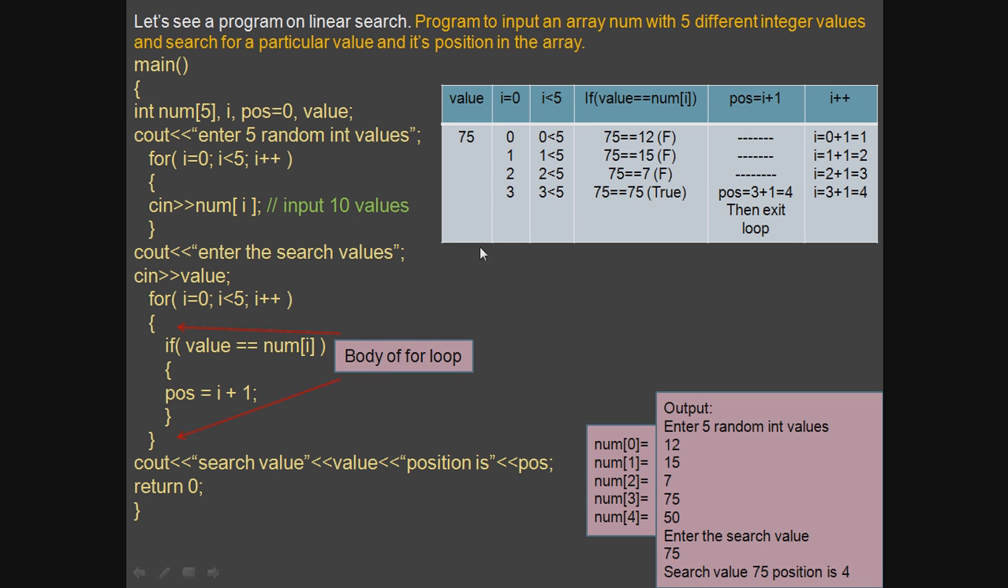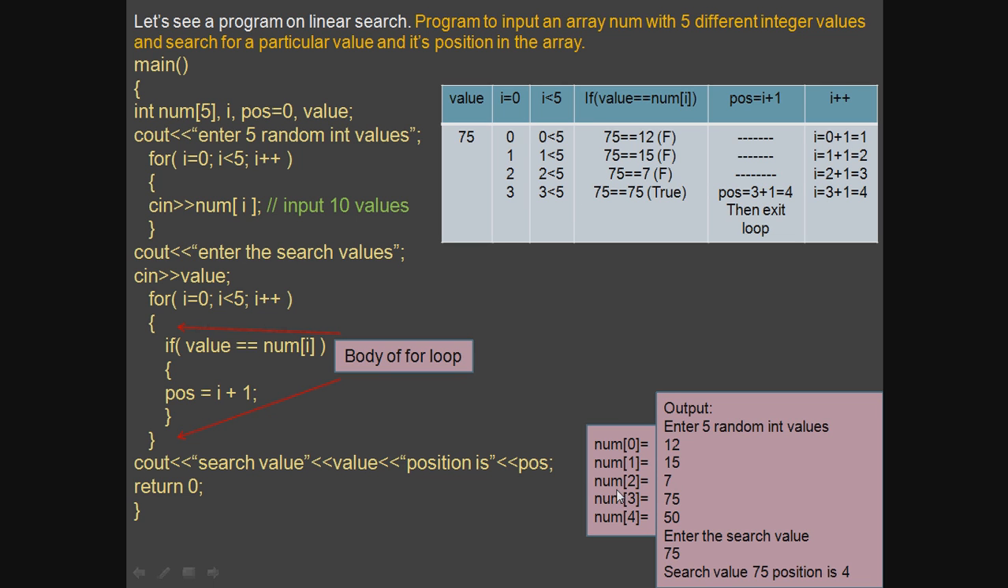Now this is just to make you understand, okay? Actually initialization is only done once. So here i becomes 2, and 2 is less than 5. Again test the condition: is 75 equal to 7? No. So again i gets incremented, so now it is 3. So 3 is less than 5. Yes. Then now the comparison is done.